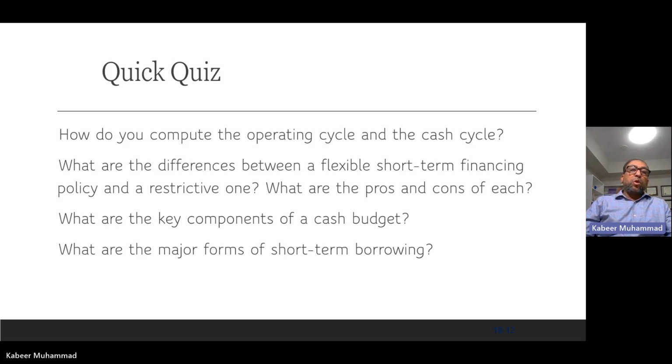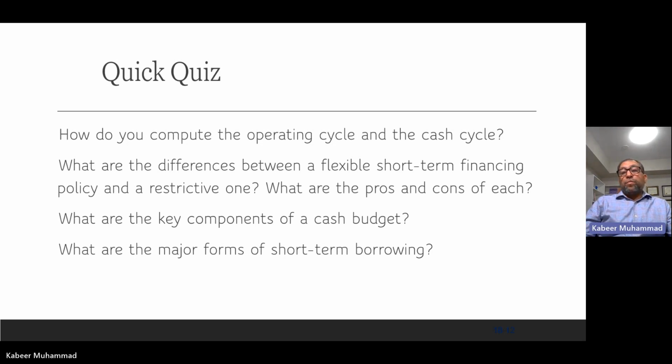Flexible short-term financing policy and restrictive. In a restrictive policy, we are more emphasizing keeping low current assets, but in a flexible short-term financing policy, we borrow more for short-term assets as compared to a restrictive policy. So what are the key components of cash budget?